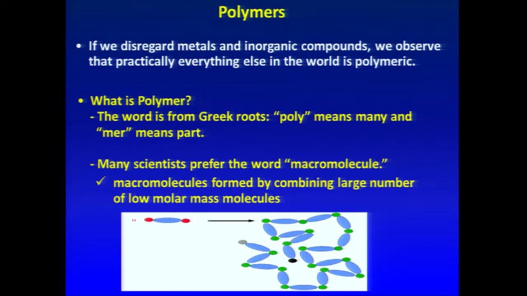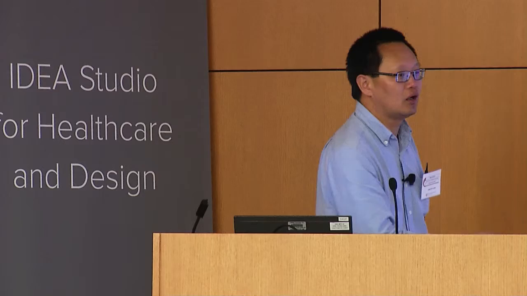People working on the polymers call the polymers macromolecules. So the macromolecules are formed by combining a large number of low molecular weight molecules together. The low molecular weight molecule is called a monomer. So we put a lot of monomers together to form a long polymer chain. That's a polymer, that's a macromolecule.